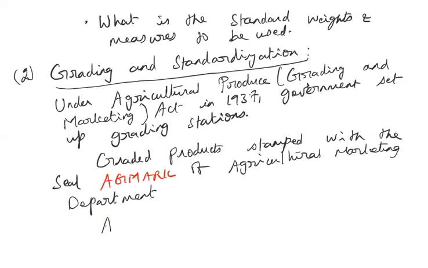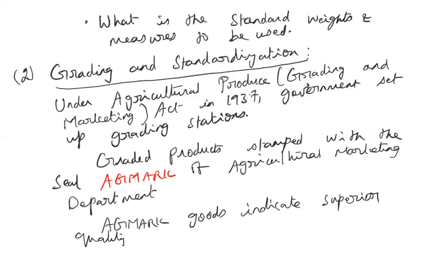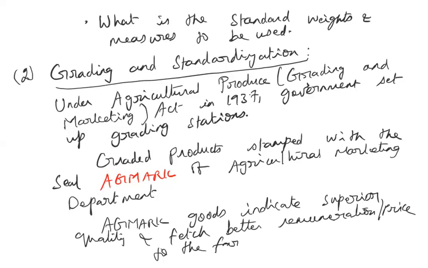So Agmark goods indicate superior quality and fetch a better price to the farmers. This is the identity indicating the superior quality of the produce. So that is Agmark. All the agricultural products are stamped with the Agmark seal or symbol.